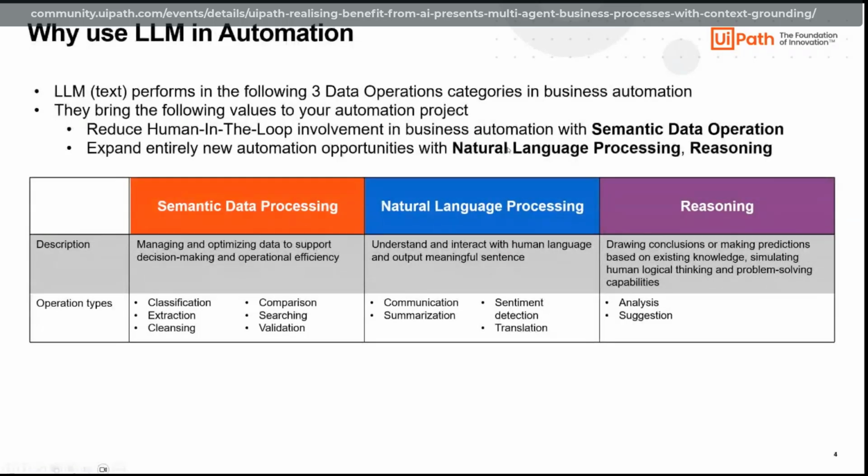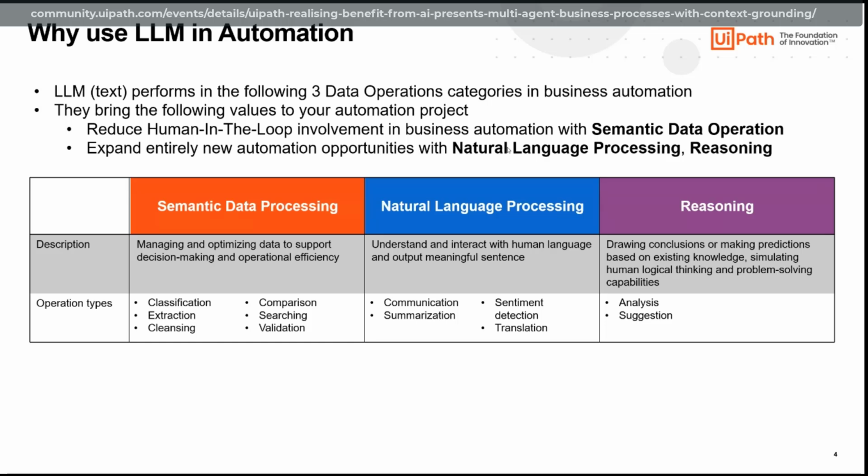Okay, so why use LLM or generative AI in automation? There are 3 key areas. First of all, semantic data processing. So that's things like classifying stuff, searching for things, validating information, cleansing information. So these are pretty powerful and important things when we look at business processing.